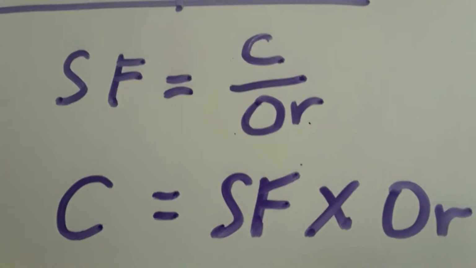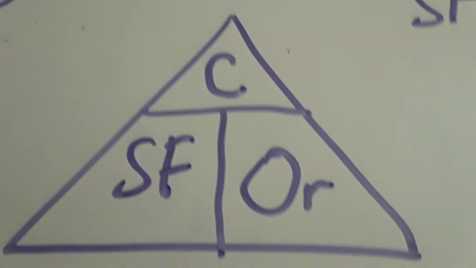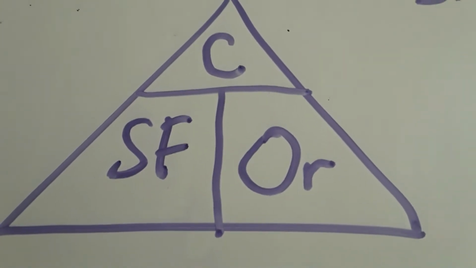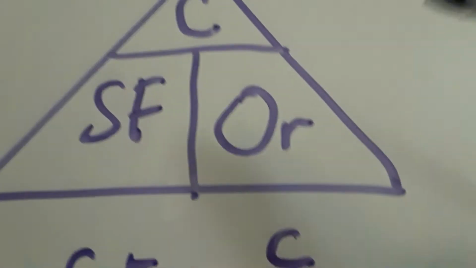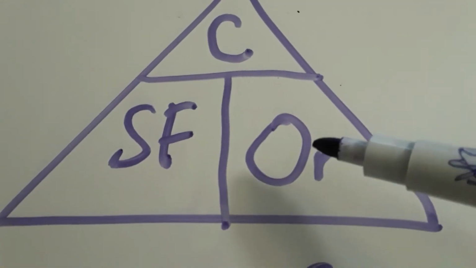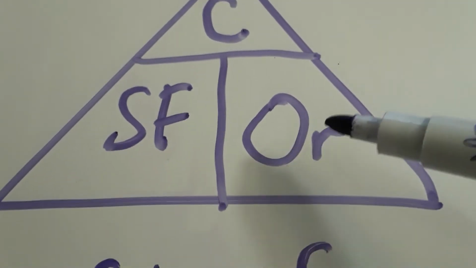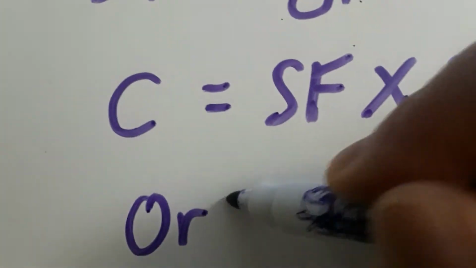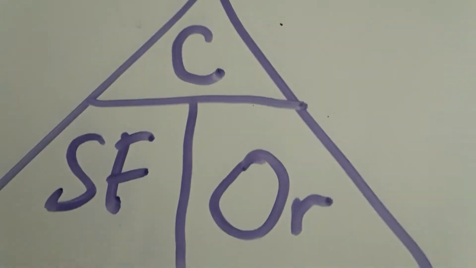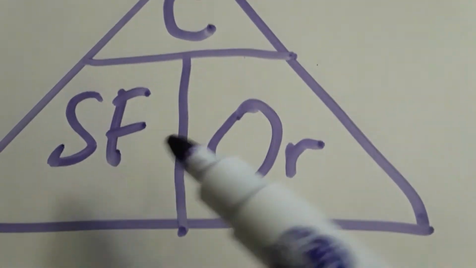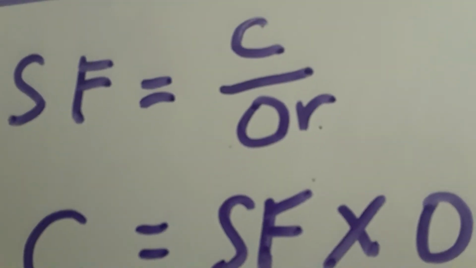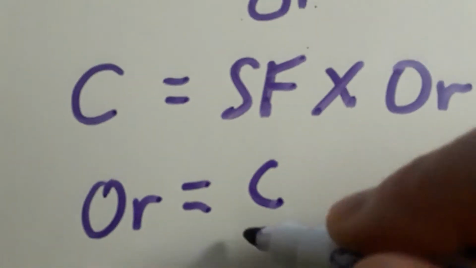Okay? And finally, if you look at the triangle and you use what you did earlier for finding scale factor, if you're looking for the original, so we'll put OR here, then you take the copy and you divide it by the scale factor. Okay?